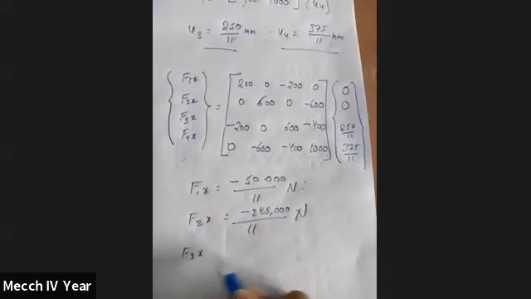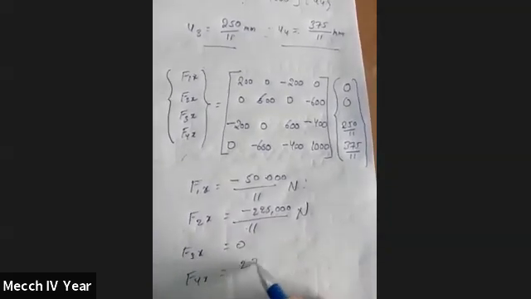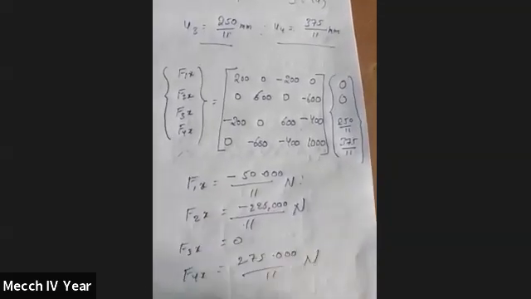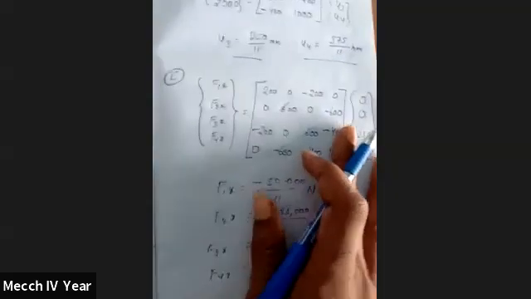F3x is equal to 0. At the same time, F4x is equal to 275,000 by 11. This is the answer. You multiply this matrix and it will check these answers.